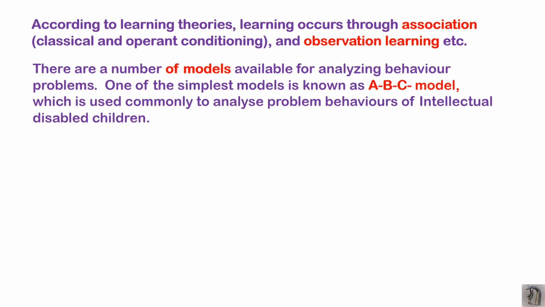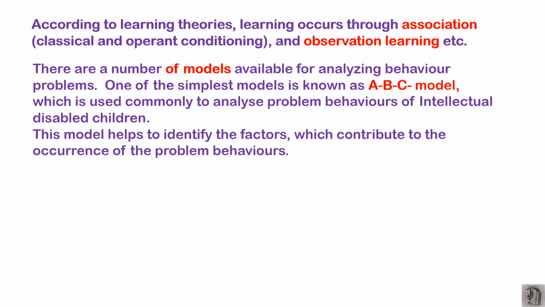There are a number of models available for analyzing behavior, but the simplest and most important model is the ABC model. With the help of this, you can find out the behavior exactly. It is commonly used to analyze the problem behavior of intellectually disabled children, even autism spectrum disorder, or any other developmental disability. So it's a very important model, which is called your ABC model.